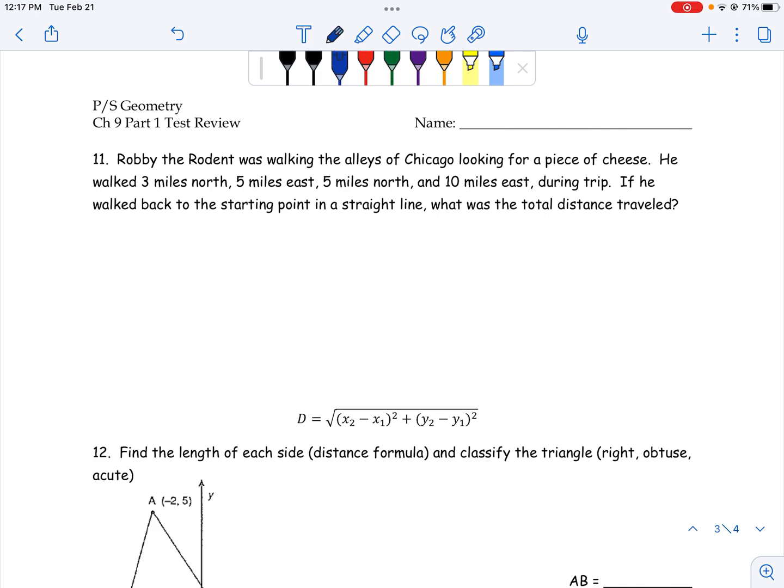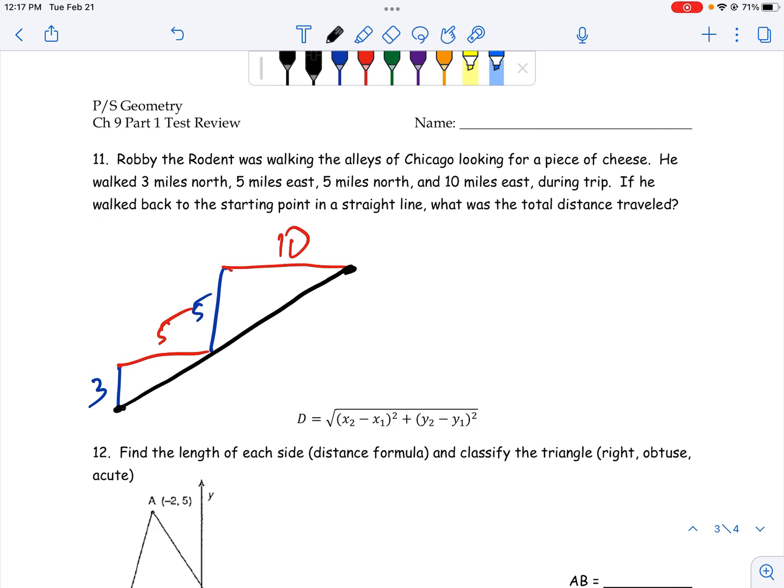All right. Robbie the rodent, our good friend, was walking the alleys of Chicago looking for a piece of cheese, as rodents do. He walked 3 miles north, 5 miles east, 5 more miles north, 10 miles east. If you walk back to the starting point in a straight line, so here's our straight line distance. What was the total distance traveled?